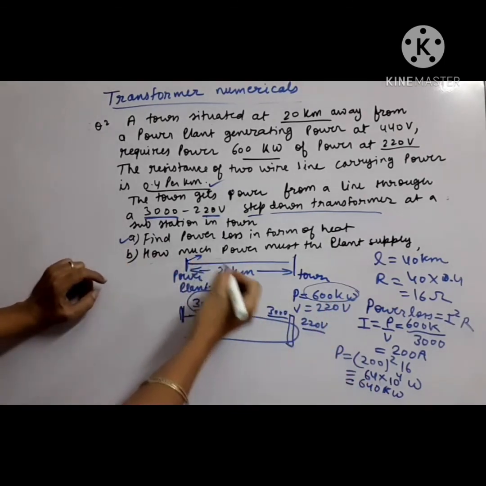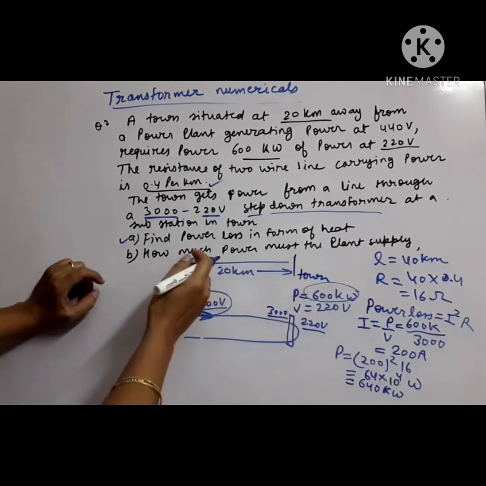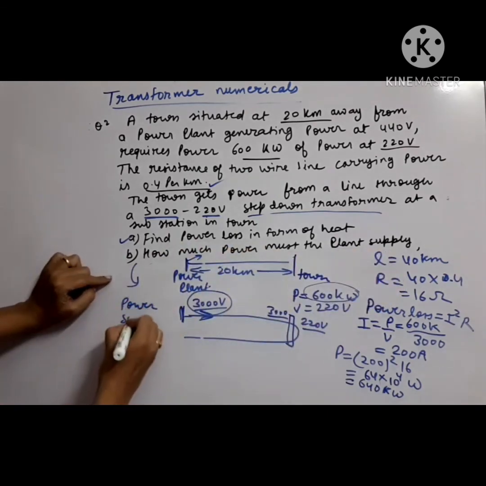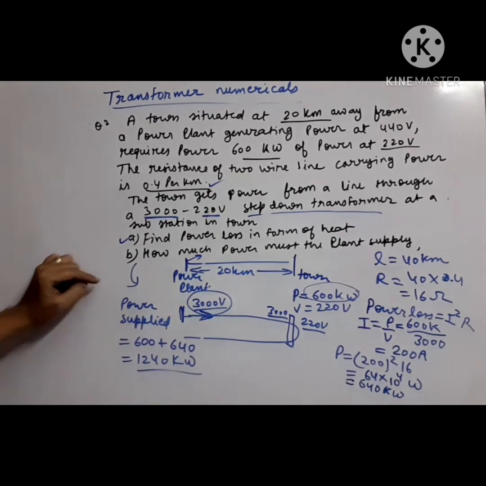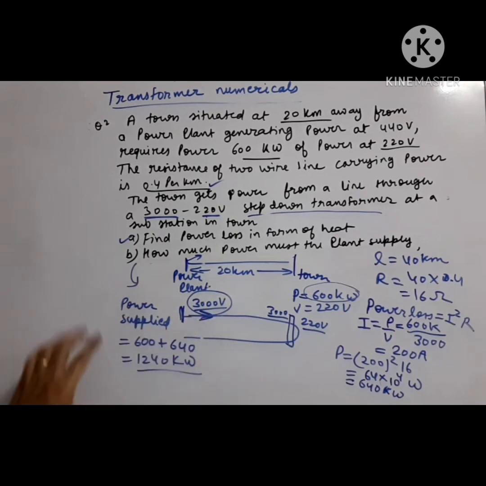Here P1 is lost and P2 is needed by the town, so P1 plus P2 has to be supplied. So how much power will the plant supply? So the power supplied will be the need of the town plus the loss in the power. So this much power the power plant should supply. So this is the power supplied answer. Okay.